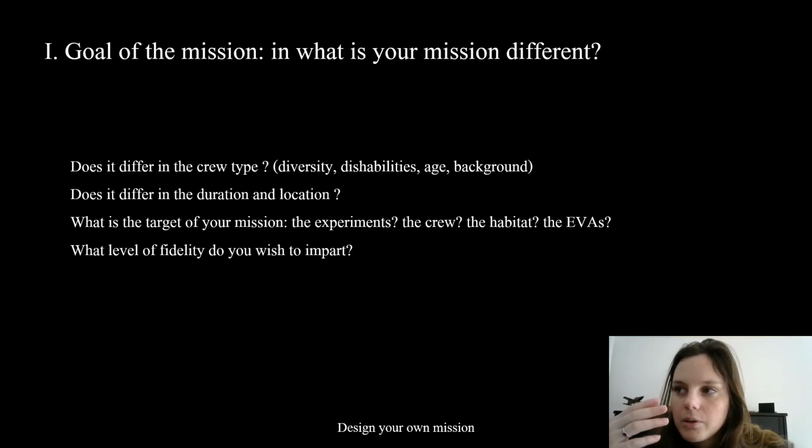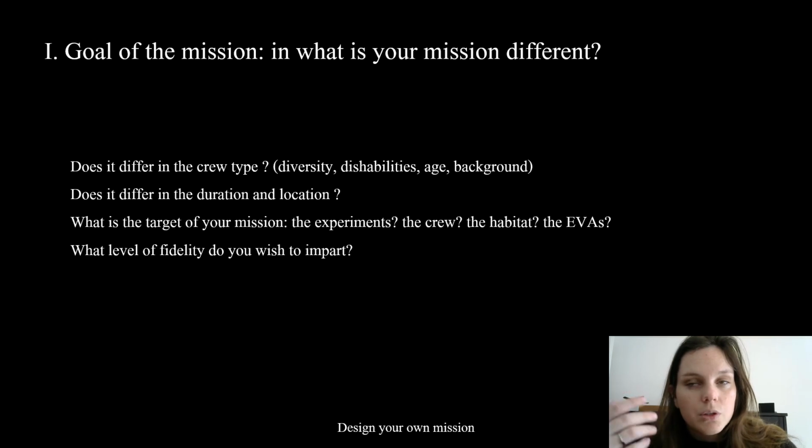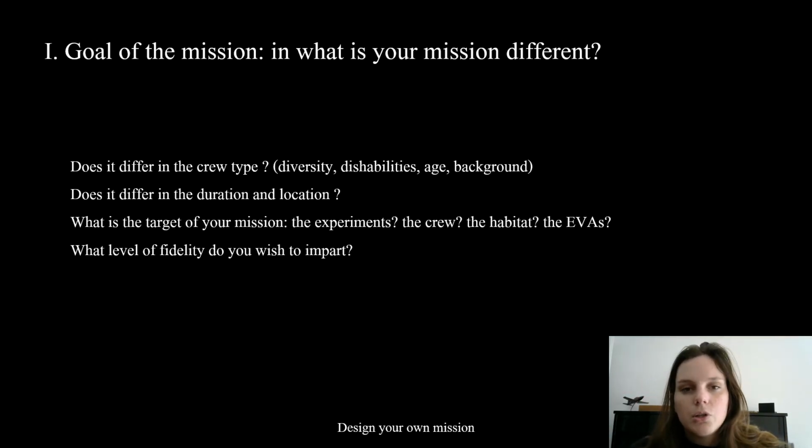So think about, why is it different from the others? Why do you want this specifically? What kind of target crew do you want? What kind of experiments do you want? Do you want, for example, all your mission to be focused on life science experiments? There are going to be complications that go with it, but we'll talk about it a bit later. Okay, what's the duration? Is the duration different?